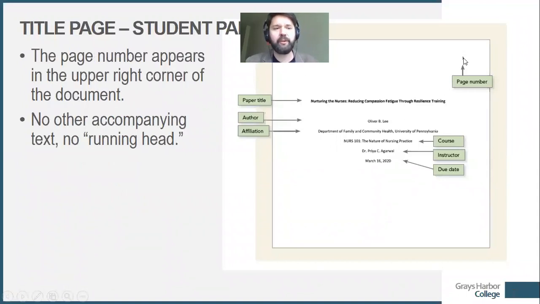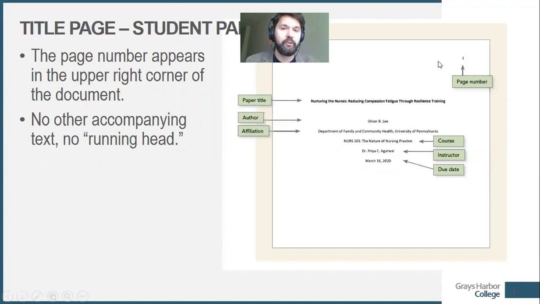So starting with the page number, notice it appears in the upper right corner of the document. Whatever page, whether it's page 1, 2, 3, or 4, it's always going to be in the upper right corner. You don't put any other text. You don't put your name there. That's what we do in MLA. You don't put a running head there. If you don't know what a running head is, don't worry about it.